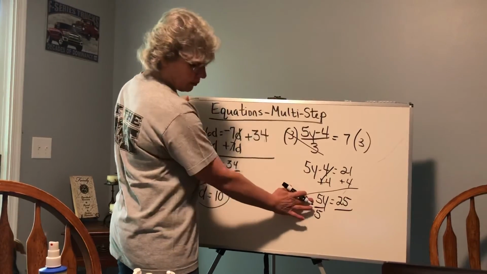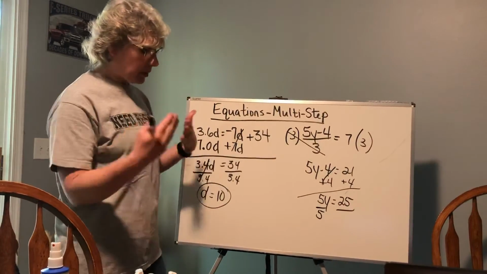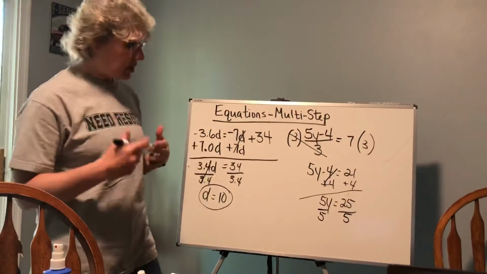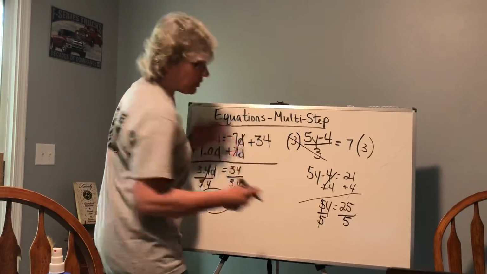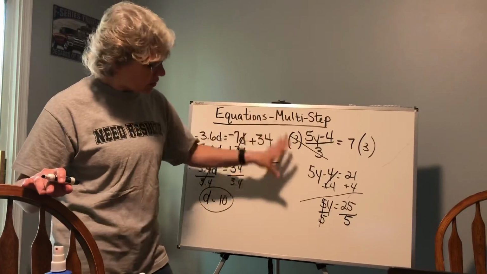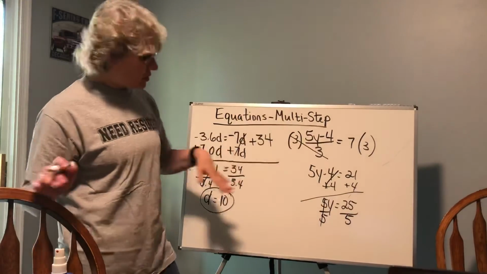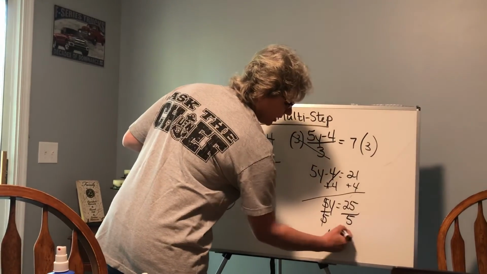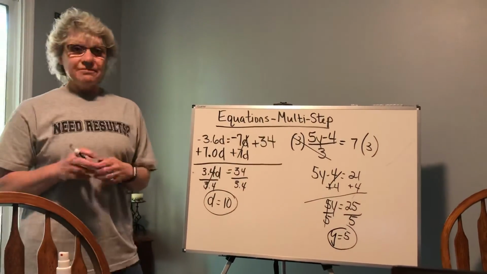Getting to the point where I have multiplied my 5y, and I'm going to undo my multiplication with division. So I'm dividing each side by 5. Notice again, the one thing I've been trying to be consistent about is what I do to one side of my equation, I do to the other. So y's final answer is 5. And that's it.